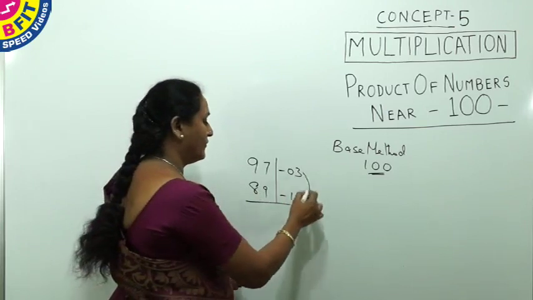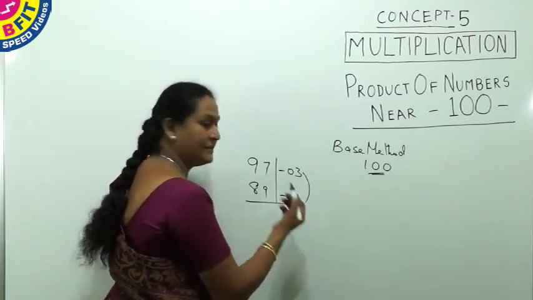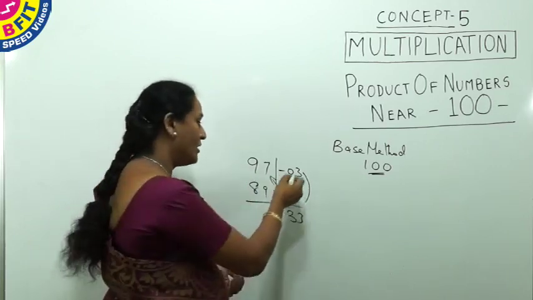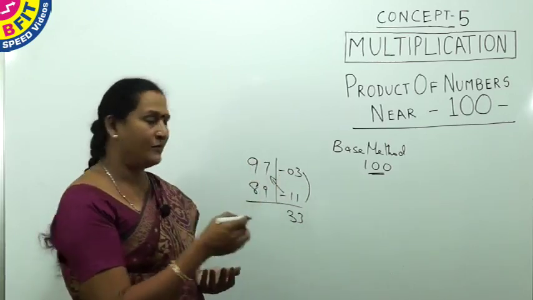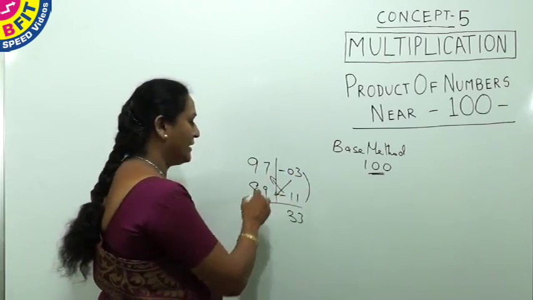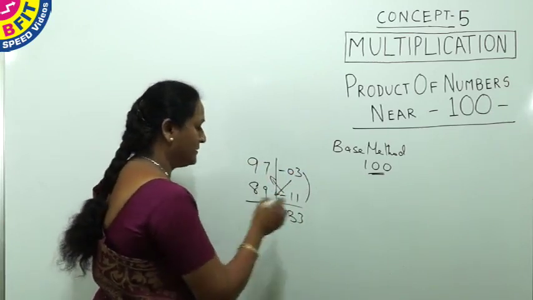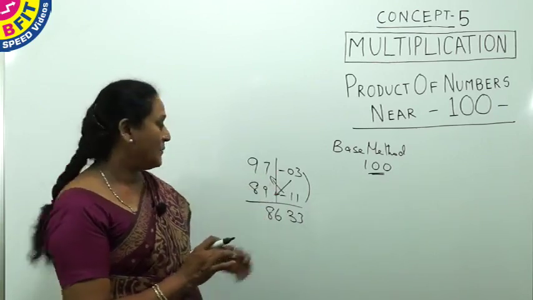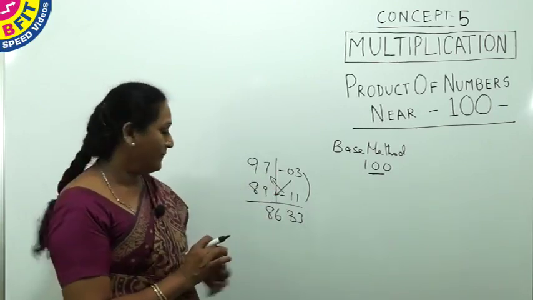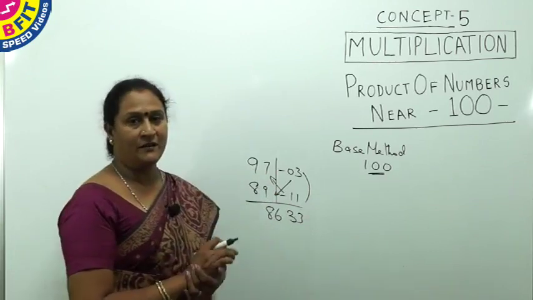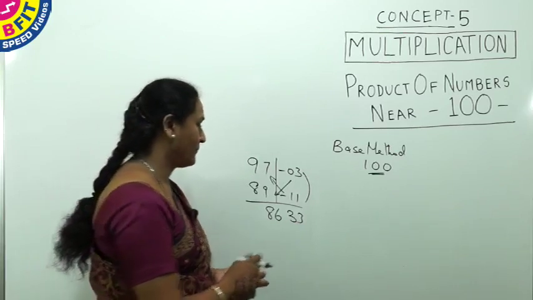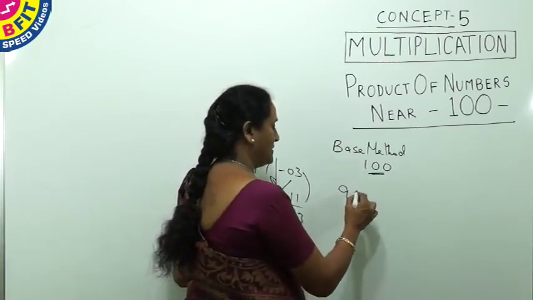Now find the product of this. 3 and 11 is 33. Subtract 11 from 97 or 3 from 89. Both will give you the same value. 89 minus 3 is 86, or 97 minus 11 is 86. So the product of 97 and 89 is 8633. So within seconds you can get the answer. We'll try one more question.